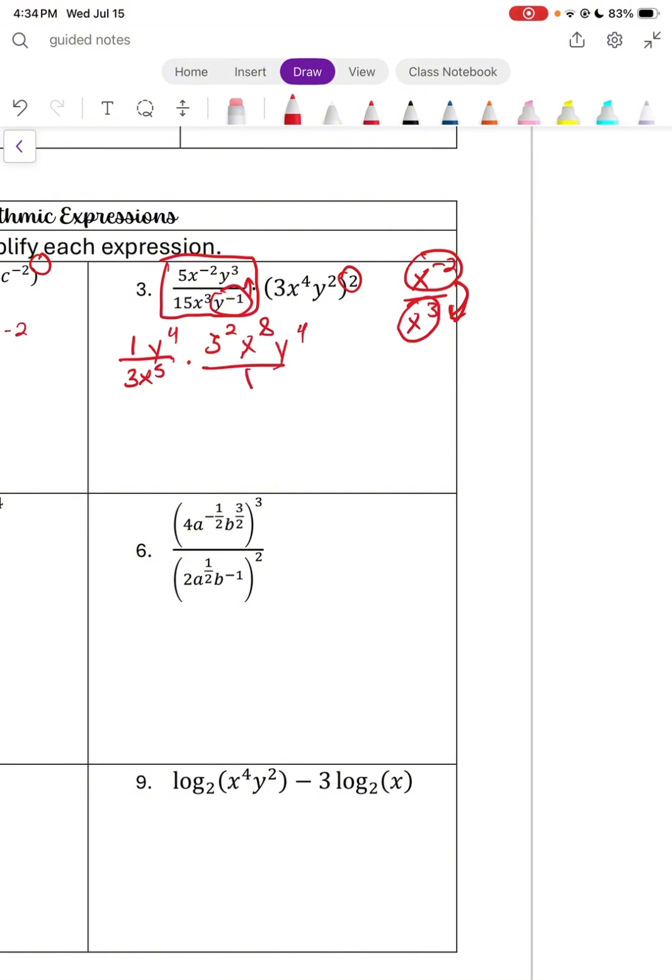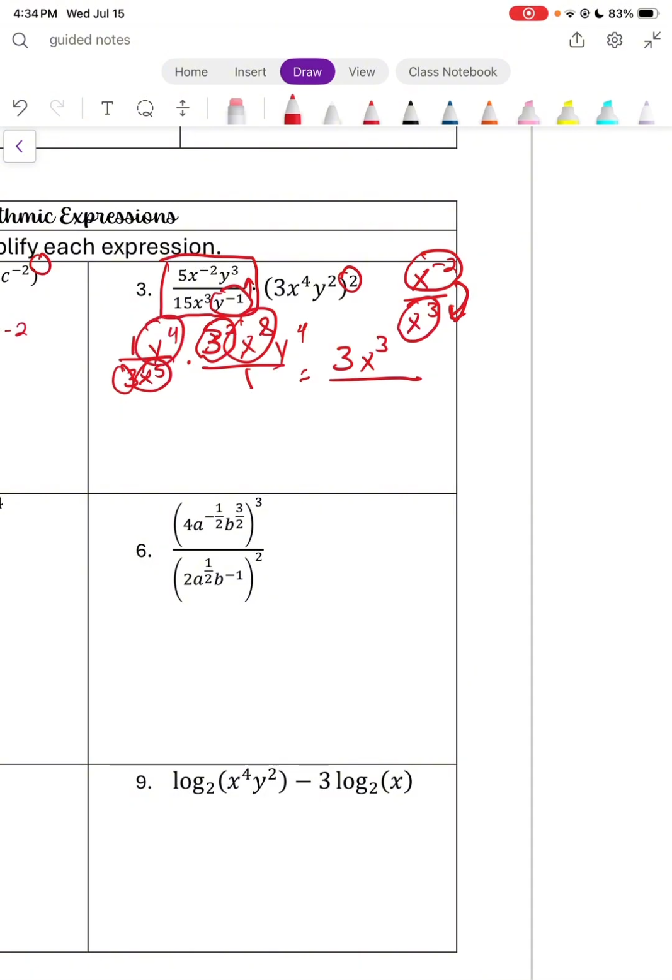You can put that fraction bar there if you'd like to. Now, everything on top, there's no plus or minuses, so you can cancel all you want to. 2 3's on top, single 3 on bottom. Mark them out, you're left with a single 3 on top. There are 8 x's on top, there's 5 on bottom. Mark them out, you're left with 3 on top.